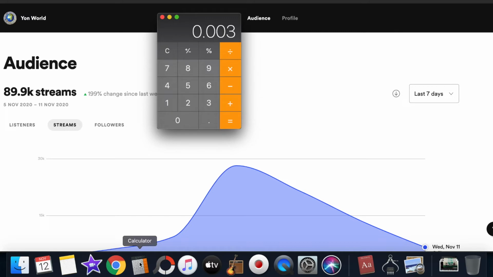But based on my experience, calculating through payouts I received from Spotify, the minimum Spotify will ever pay out per stream is 0.003. So whenever I do my math on Spotify, this is the number I always use.